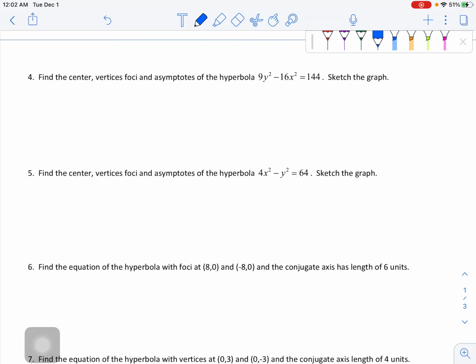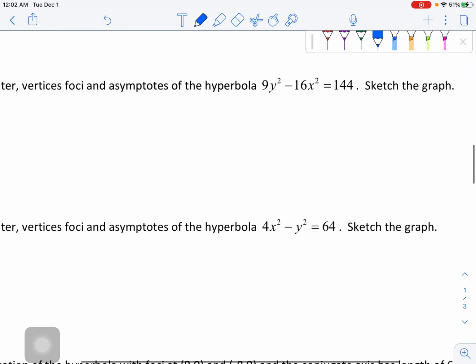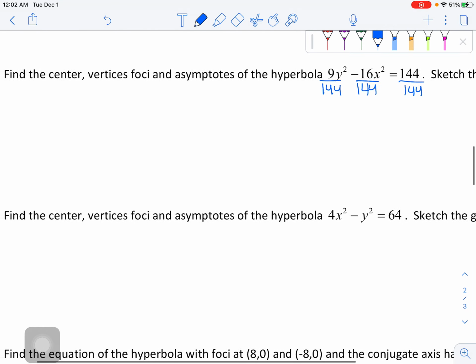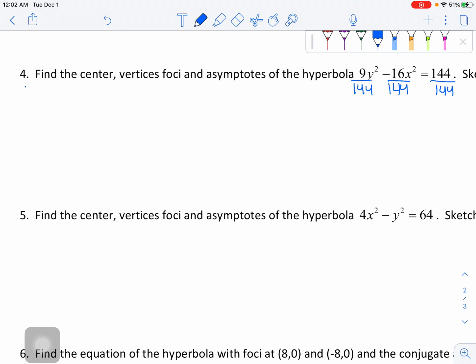Totally fine. All right, so problem number 4, we need to convert to that standard form that we like. So I'm going to go ahead and divide everything by 144. Helps if I put the 1 in front. There we go, 144. All right, so I did have the right idea there. So this is going to turn into y squared over 16, minus x squared over 9 is equal to 1.